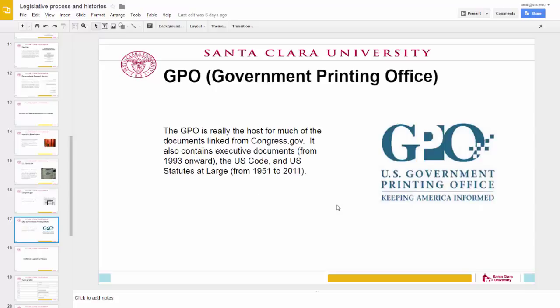Another major source is the GPO itself. It's really the host for much of the documents that are located on congress.gov. The GPO is the Government Printing Office. It also contains executive documents from 93 onward, a current version of the U.S. Code, and U.S. Statutes at Large from 51 to 2011. Remember, of course, that statutes at large are our source of federal session laws.